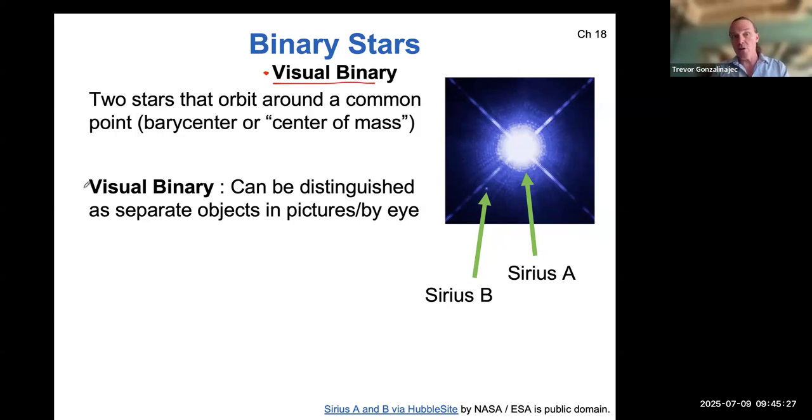So a visual binary is a binary system where the two stars can be distinguished as separate objects in a picture or by eye. But the picture has to at least be taken, or by eye the eye has to be on the lens of a telescope. So it can't be naked eye, but you could be looking through a telescope. For example, this is a binary star system with one really big star and one small one. You can see the little tiny one there. And so we'd say it's a visual binary because we can look head on and actually see the two dots for the two stars.